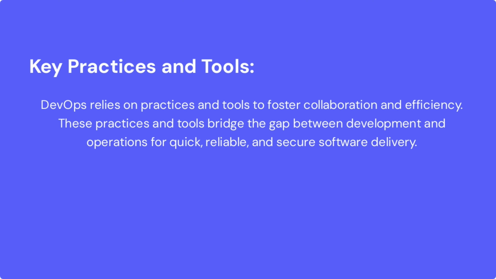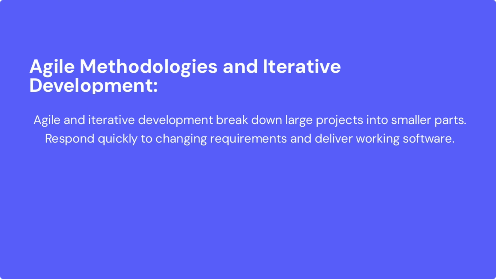Key practices and tools. DevOps relies on practices and tools to foster collaboration and efficiency. These practices and tools bridge the gap between development and operations for quick, reliable, and secure software delivery. Agile and iterative development break down large projects into smaller parts. You respond quickly to changing requirements and deliver working software.